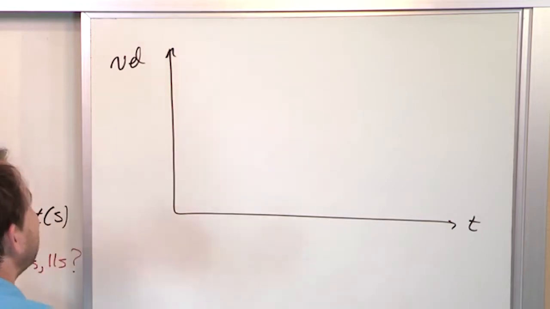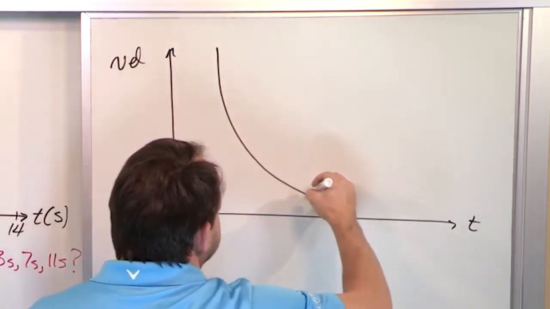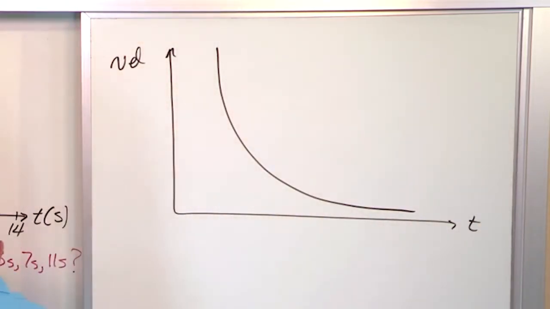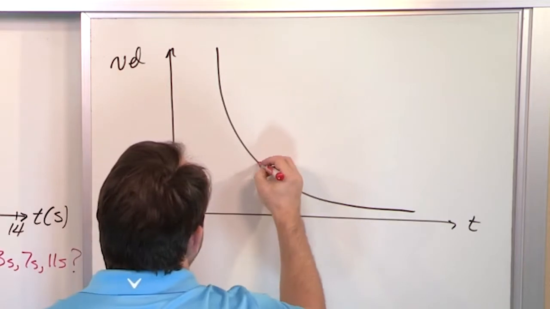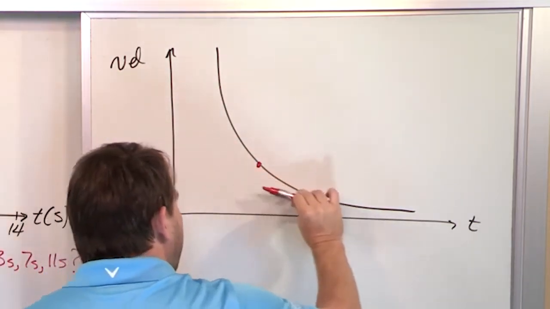Let's say that I have a curve that looks something like this, very curved, right? And I want to figure out what is the acceleration at point A right here. So it's a curved thing. The slope is changing all the time.